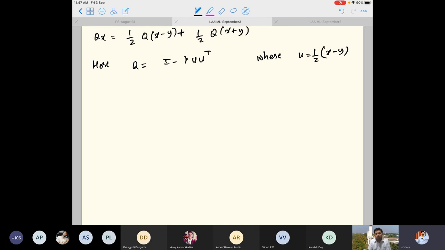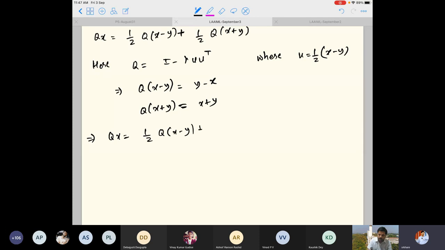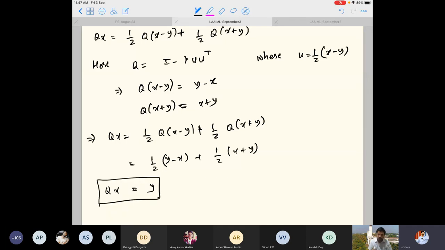So if you have chosen your u is equal to half of x minus y, then that implies that q of x minus y is basically y minus x, and q of x plus y will be equal to x plus y, correct? That is what you will have. And this implies q of x is equal to half of q of x minus y plus half of q of x plus y. What happens to this? Half of y minus x plus half of x plus y. So you will get this to be equal to y. So q of x you will get equal to y. So you have built a reflector. So this is the reflector that you have built.